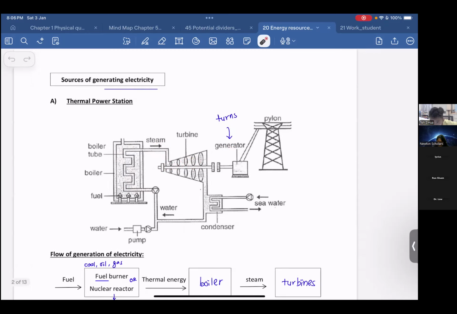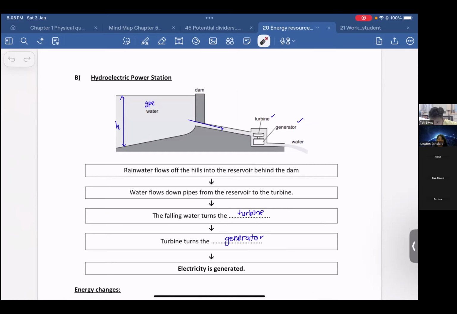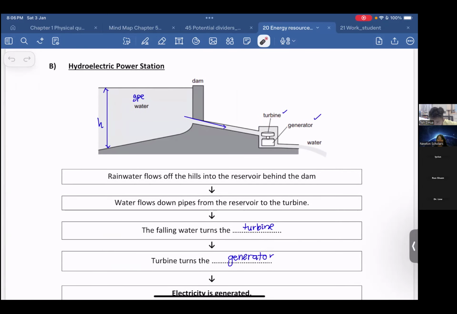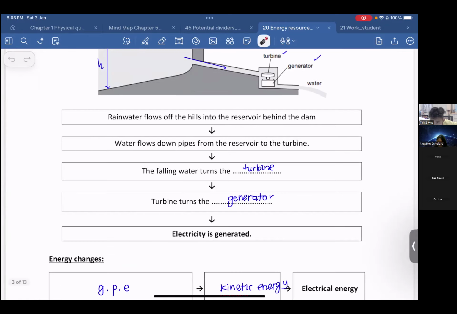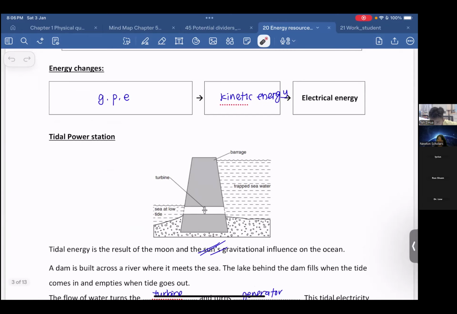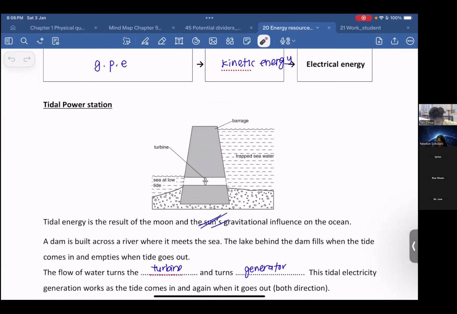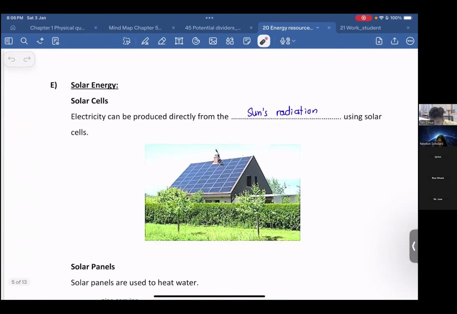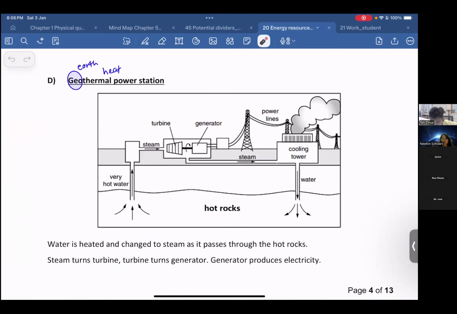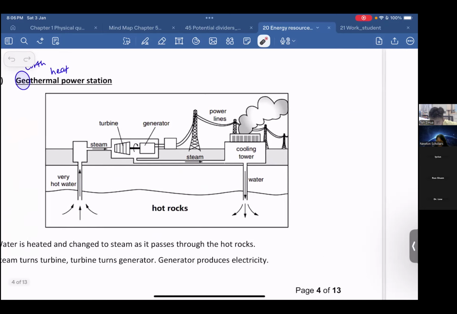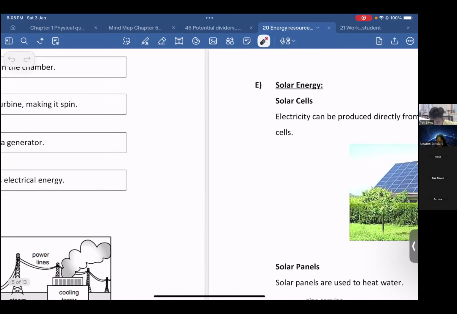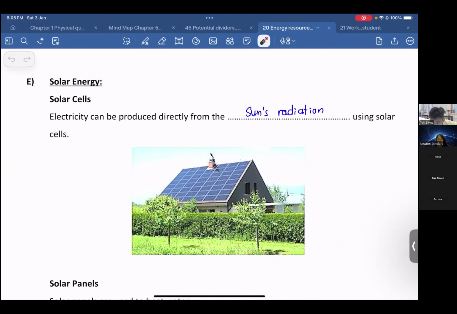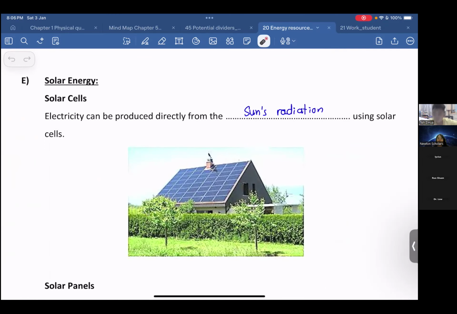Then the hydroelectric power station uses water flowing down to turn the turbine, turn the generator. Tidal also uses water flowing to turn the turbine, turn the generator. Then wave, solar, geothermal. Geothermal also makes the water become steam, steam turns the turbine, turns the generator. For solar cells, the material can directly convert the sunlight to electricity.